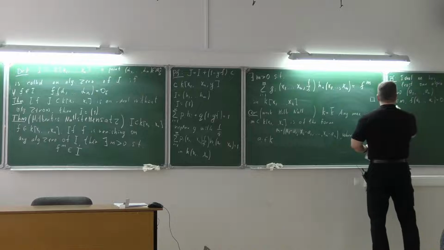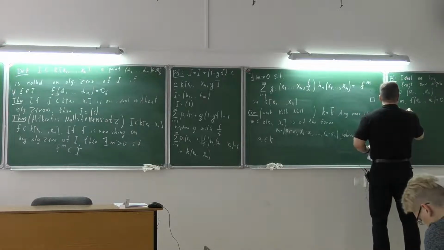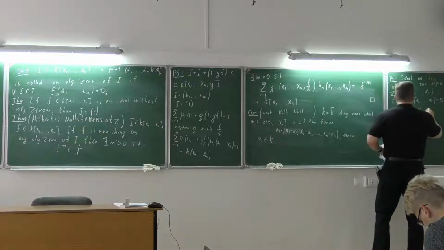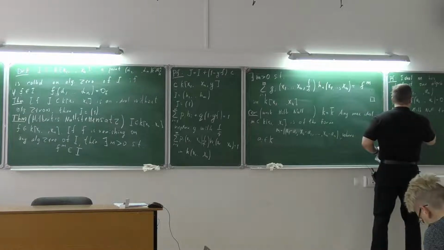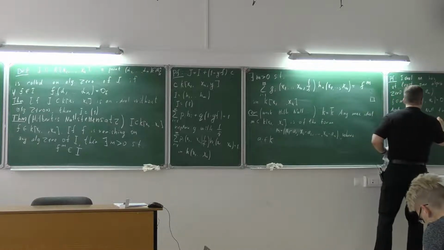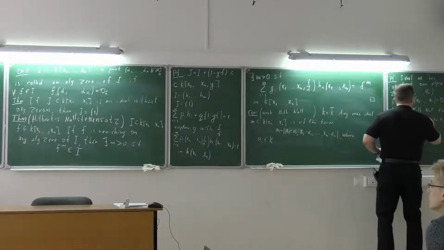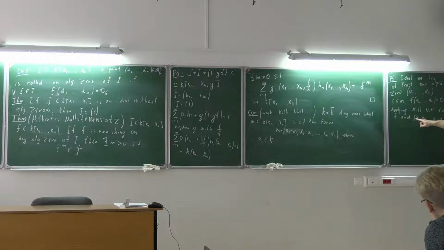So applying the Hilbert Nullstellensatz to the pair f and the ideal (x1 minus a1, ..., xn minus an). Clearly this is a maximal ideal corresponding to a point, and for this maximal ideal, we know all the algebraic zeros. That's precisely this one algebraic zero. So we see that the conditions of the Hilbert Nullstellensatz for this polynomial and this ideal are satisfied.